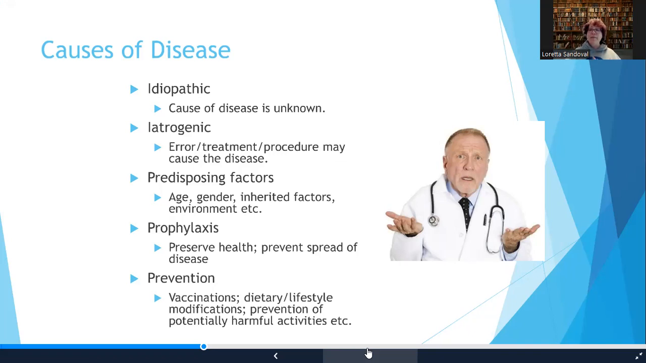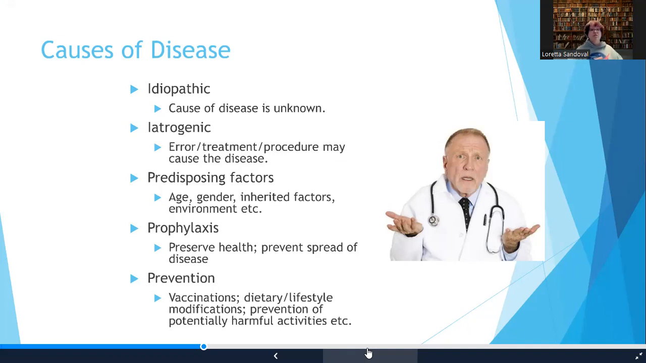Prophylaxis is a measure that is taken to preserve health or prevent the spread of disease. So a really good example that a lot of us have experienced lately is wearing a mask. So wearing a mask is prophylactic to catching an airborne illness. Other things that might be prophylaxis are when your cardiologist has you take a low dose aspirin every day to prevent buildup in your arteries or to thin your blood a little bit. Anything that is done to prevent the spread of disease or preserve your health. So it's not treating an existing problem, it's trying to prevent a new problem.